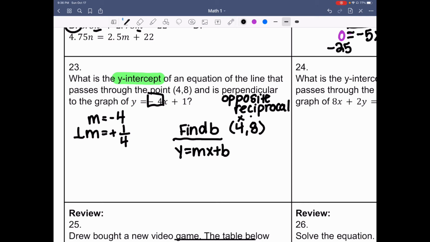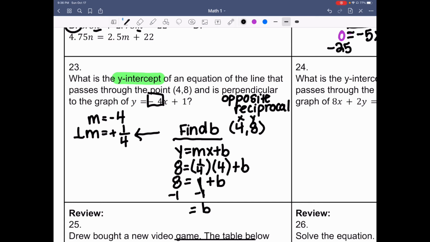Remember, this is your x, this is your y. So my y is 8. We're going to use our slope for perpendicular, so 1/4. And then x is going to be +4 plus b. Now, 1/4 times 4, so that's 1 times 4 is 4, divided by 4, that's going to give me 1. So 8 equals 1 plus b, and if I subtract 1, then b equals 7.